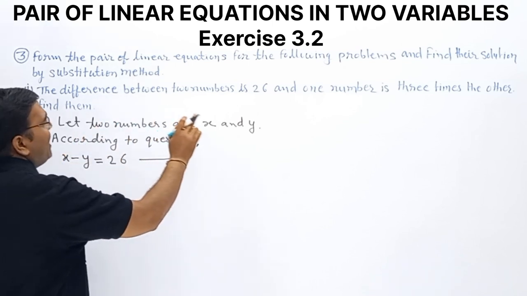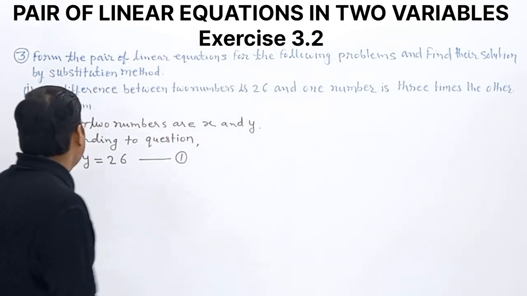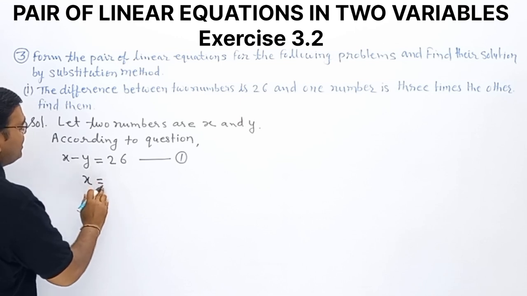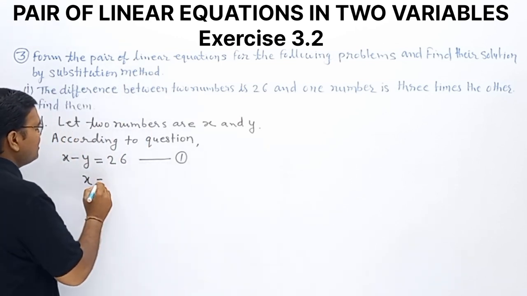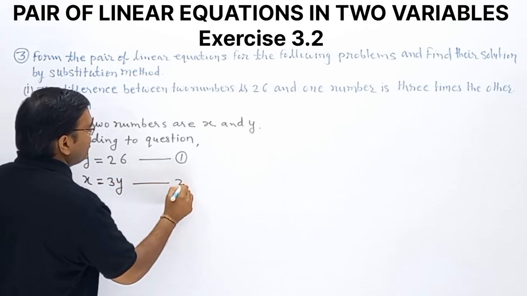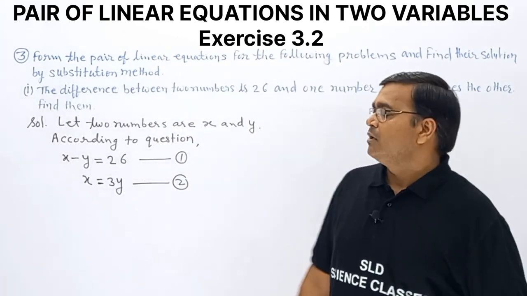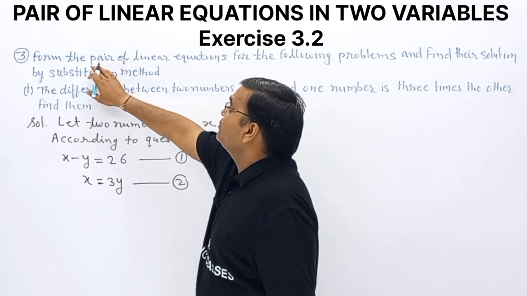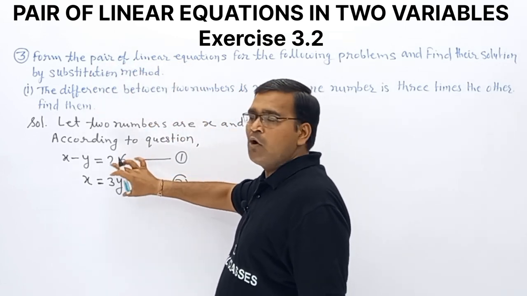Now, one number is 3 times the other. I am assuming one number is x, and it is 3 times the other, so x equals 3y. This will be equation number 2. First we wanted to form the pair of linear equations, and these are the pair of linear equations we formed.